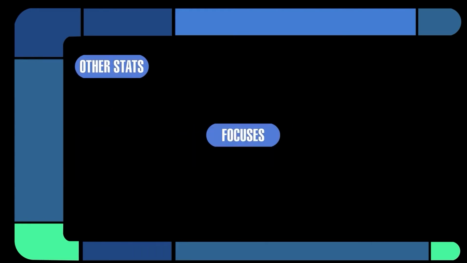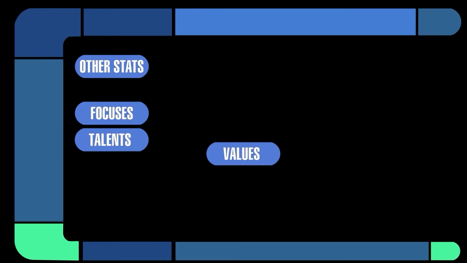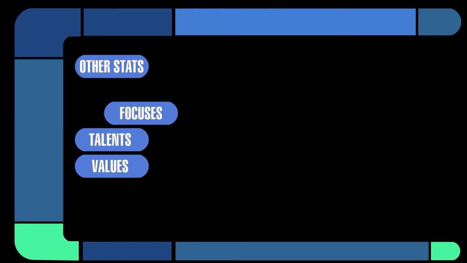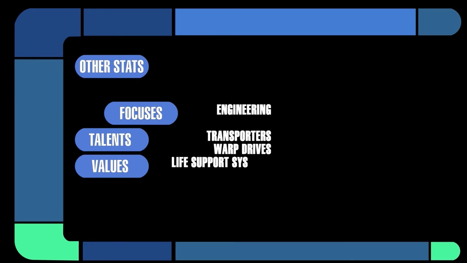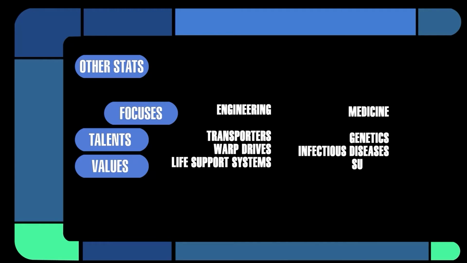Characters will also have a number of aspects beyond their basic attribute and discipline stats, including focuses, talents, and values. Focuses are areas of special knowledge a character has, something that is a field of expertise for them. For example, an engineering character might have focuses in transporters, warp drives, or life support systems, while a doctor character may have focuses in genetics, infectious diseases, surgery, etc.